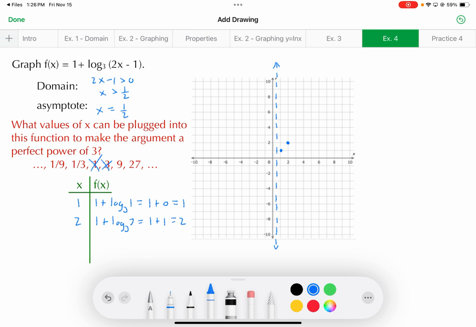All right, what are we plugging in next for x? Very good, 5. Because 2 times 5 is 10. 10 minus 1 will give me the next perfect power of 9. So this will give me 1 plus log base 3 of 9. What is log base 3 of 9? 2. And then 1 plus 2 is a 3. So we've got (5, 3).